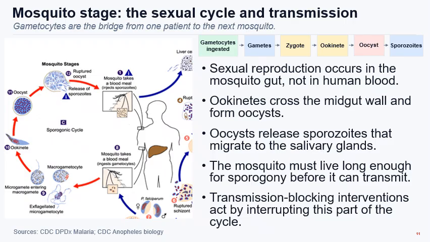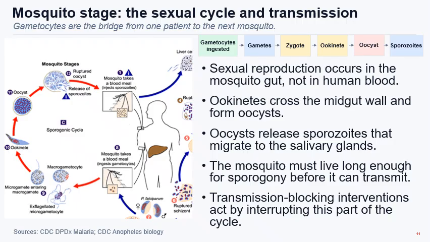Let us switch over to the mosquito stage of the malaria parasite life cycle. A mosquito feeding on an infected person takes up male and female gametocytes. In the mosquito gut, gametes form. Fertilization produces a zygote. The zygote elongates into an ookinete, and the ookinete crosses the gut wall to form an oocyst. The oocyst produces sporozoites, which migrate to the salivary gland and are ready for the next blood meal. Sexual reproduction therefore occurs in the mosquito, not in the human blood.